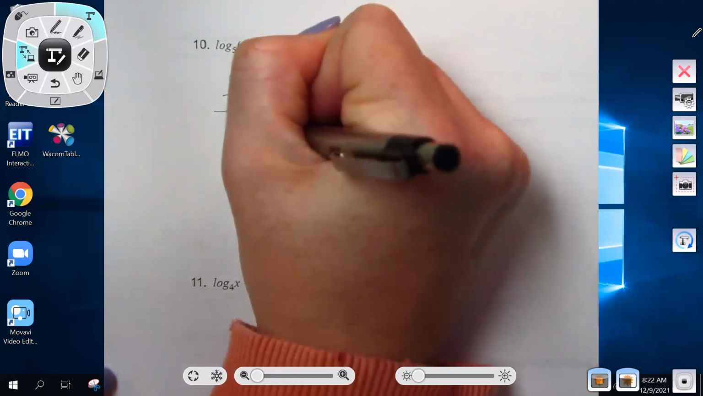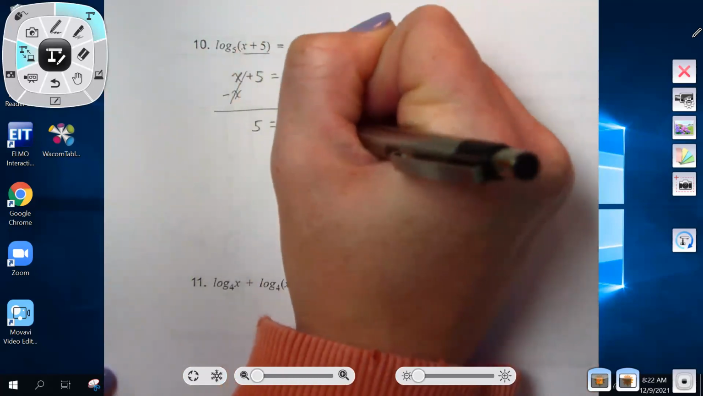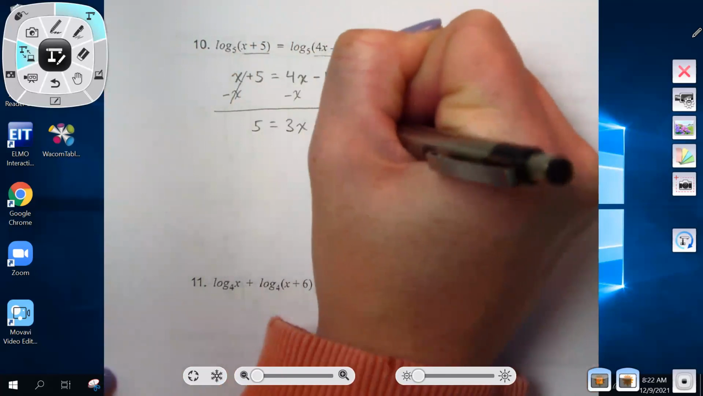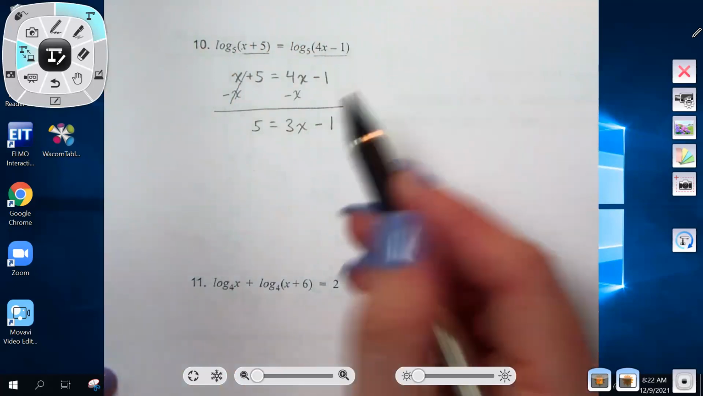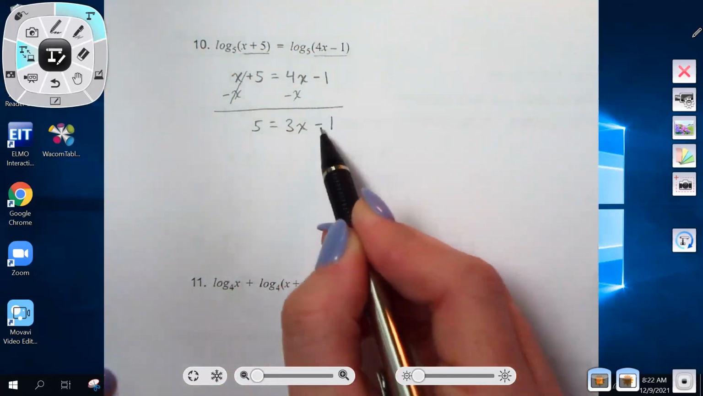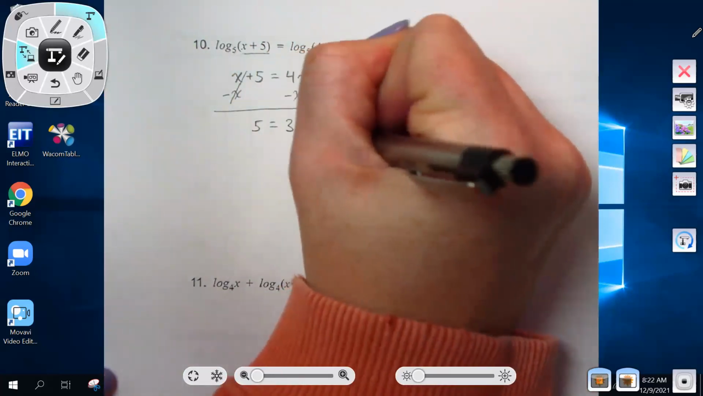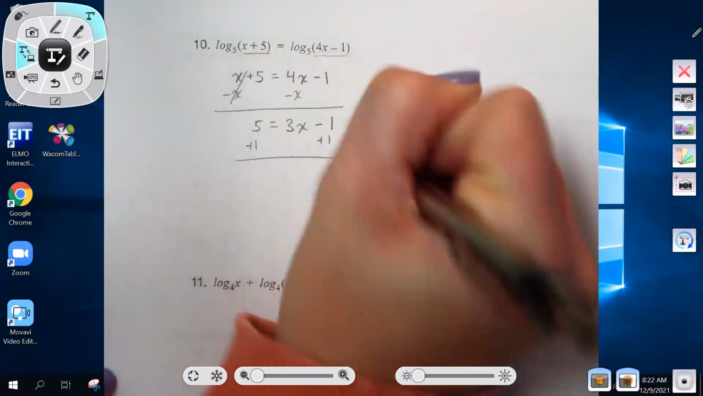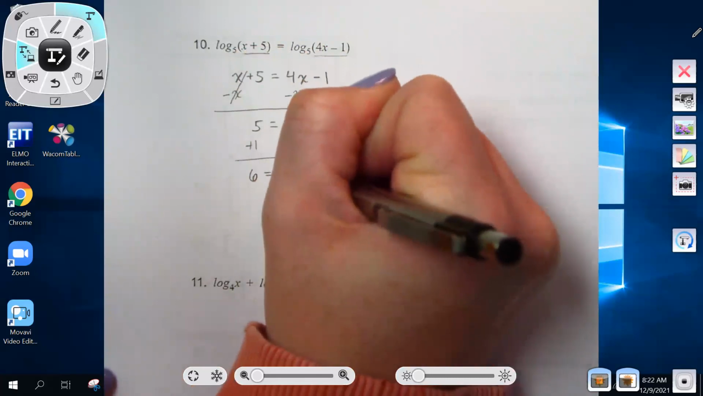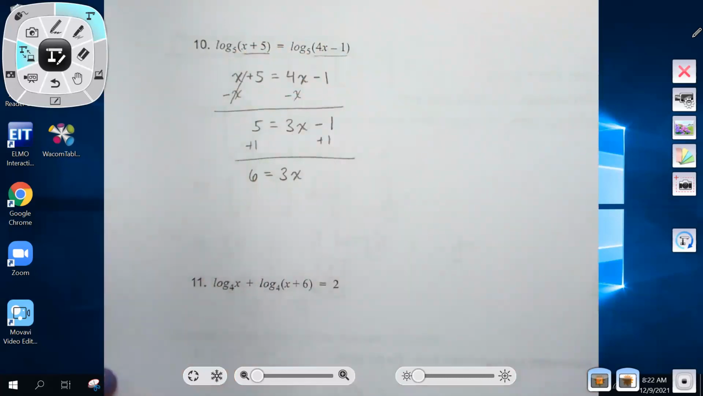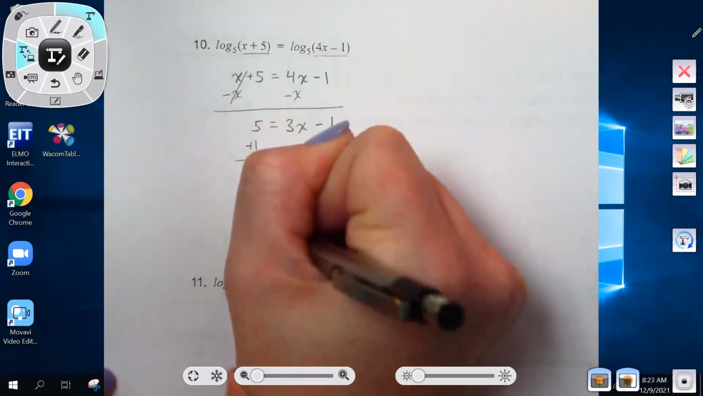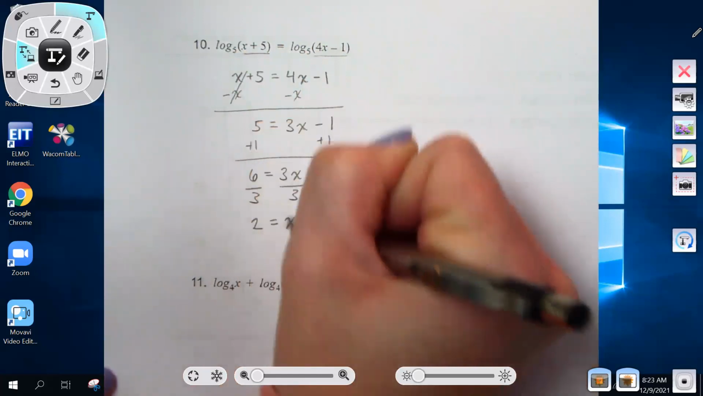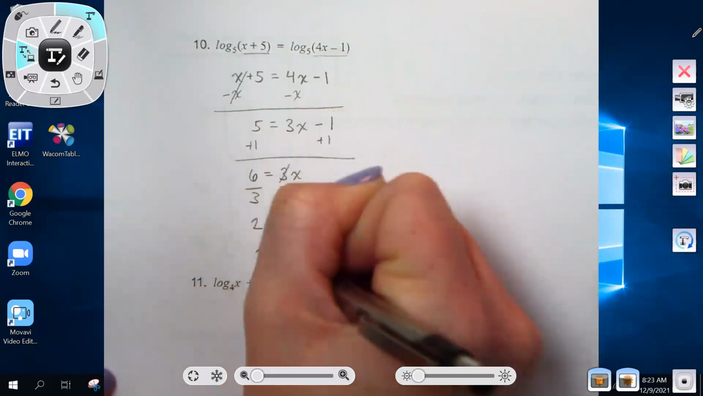So that leaves us with 5 on this side. 4x minus x is 3x minus 1. Okay, now we've got all of our x's on the same side. So we need to start solving for this x. So I'm going to add 1 to both sides. 6 equals 3x. Divide both sides by 3. And we get x equals 2.